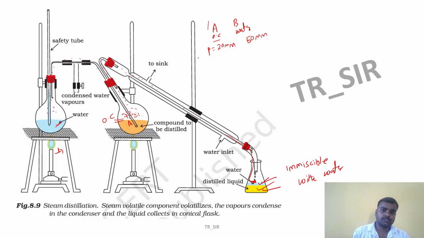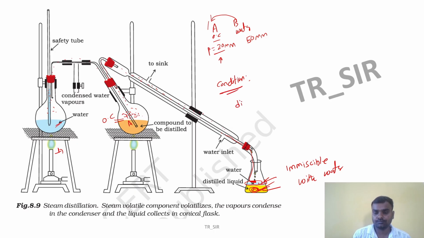Water vapor pressure. Whenever this water vapor falls onto the organic compound, it easily vaporizes. When it vaporizes, along with these vapors, they combine and start moving out of the container. When they come here, water falls separately and the organic compound falls separately. That means we can separate them easily. The primary condition is that they should be immiscible with the water.